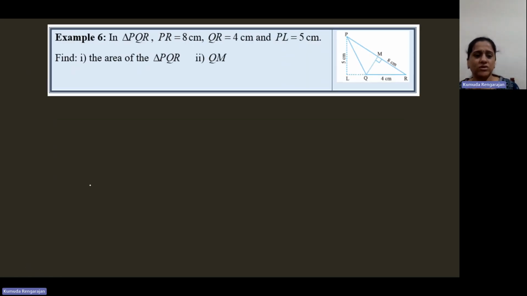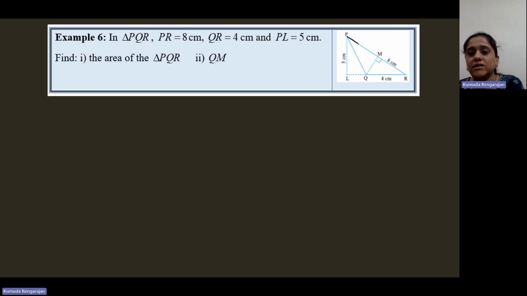So all that is what is given in the question. Now we have to answer 2 things. Find the area of the triangle PQR. Now, if you take 8 centimeters as the base, do you know the altitude on it? You can see the altitude QM, but do you know the length of QM?